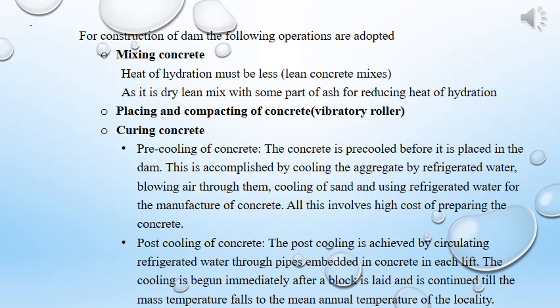For construction of a dam, the following operations are adopted. The first one is the mixing of concrete. The heat of hydration must be less, so this is a lean concrete mix. It is a dry lean mix of concrete in which some percentage of fly ash is added. It generates less heat of hydration during its setting and thus results in less shrinkage and crack-resistant concrete.